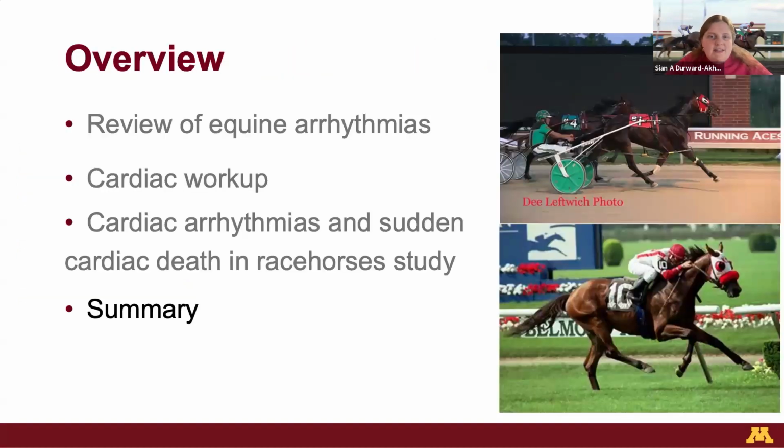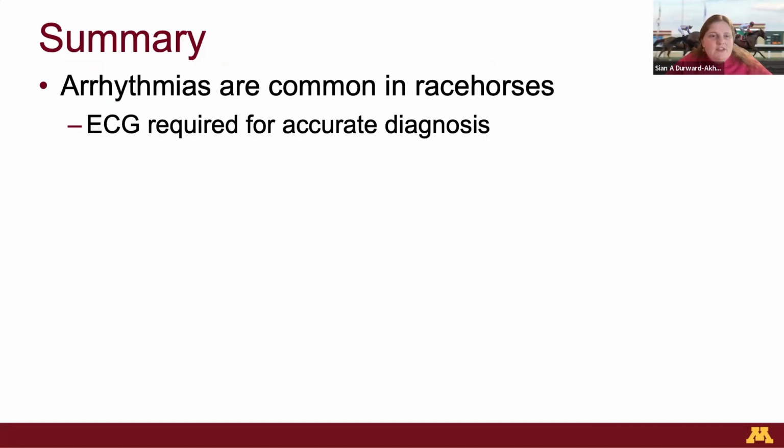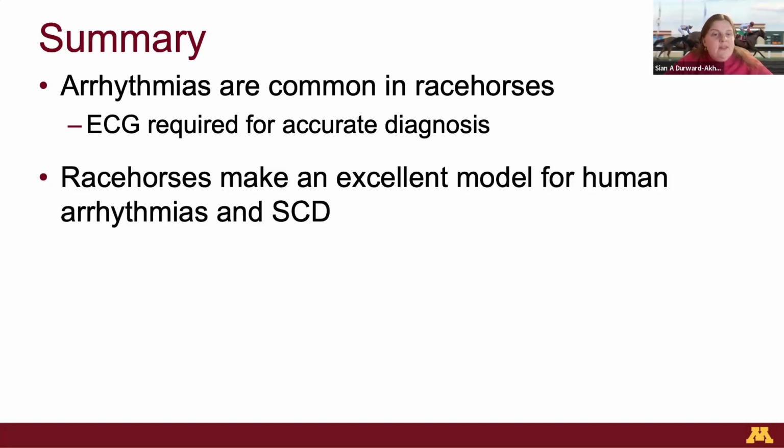And so I'm going to end with a summary. So arrhythmias are common in racehorses, and although an ECG is required for an accurate diagnosis, it's also quite tricky to identify them because you need to have the ECG on at the same time as the arrhythmia is occurring, which for some of the ventricular and supraventricular complexes can be really quite difficult, as the horses can lapse in and out of those arrhythmias and be relatively normal in between.